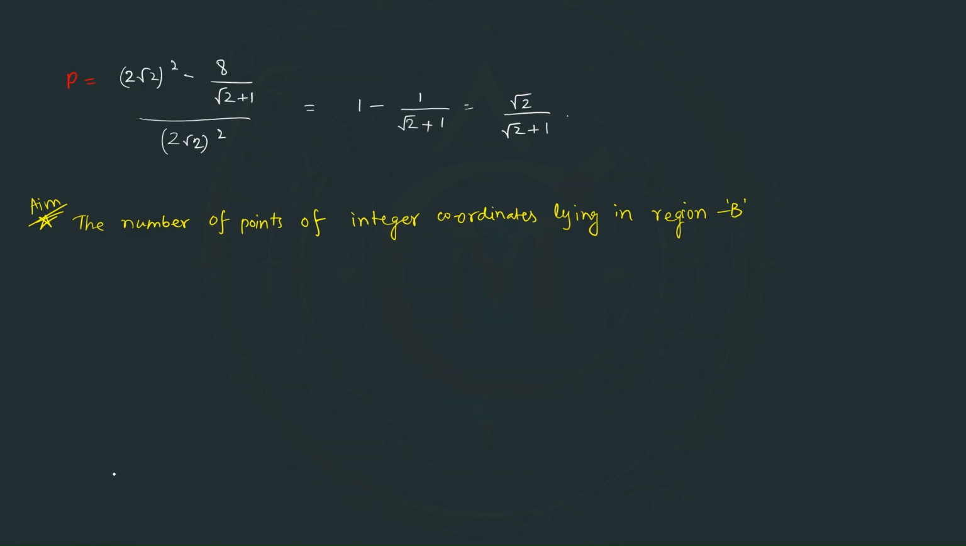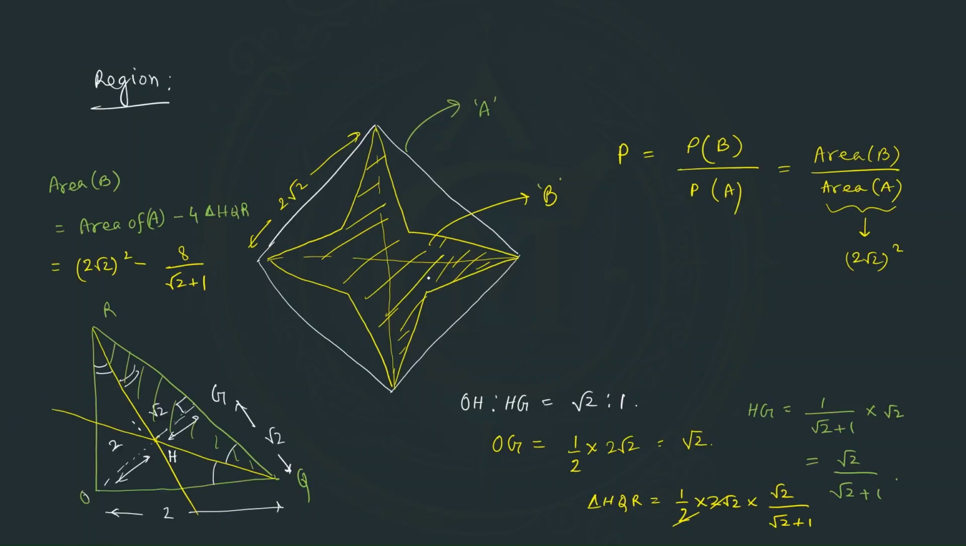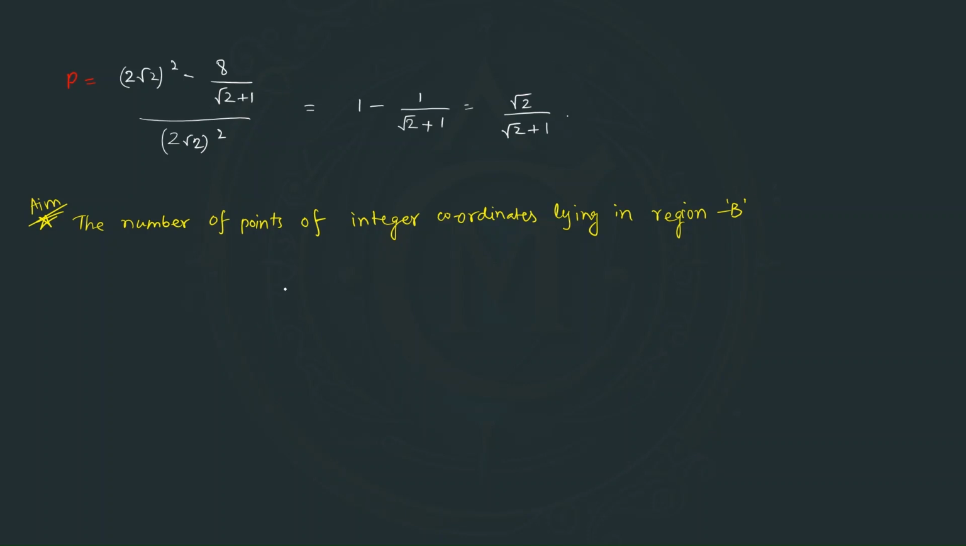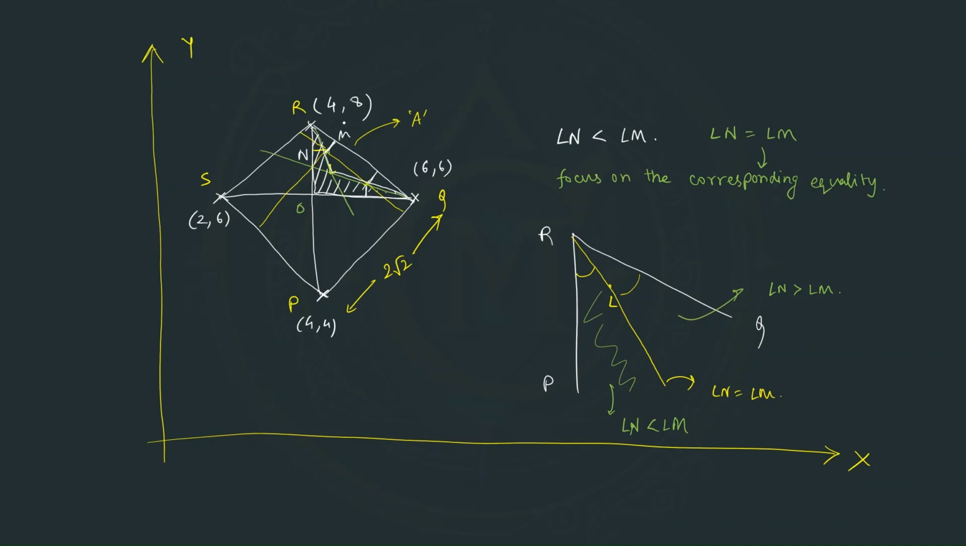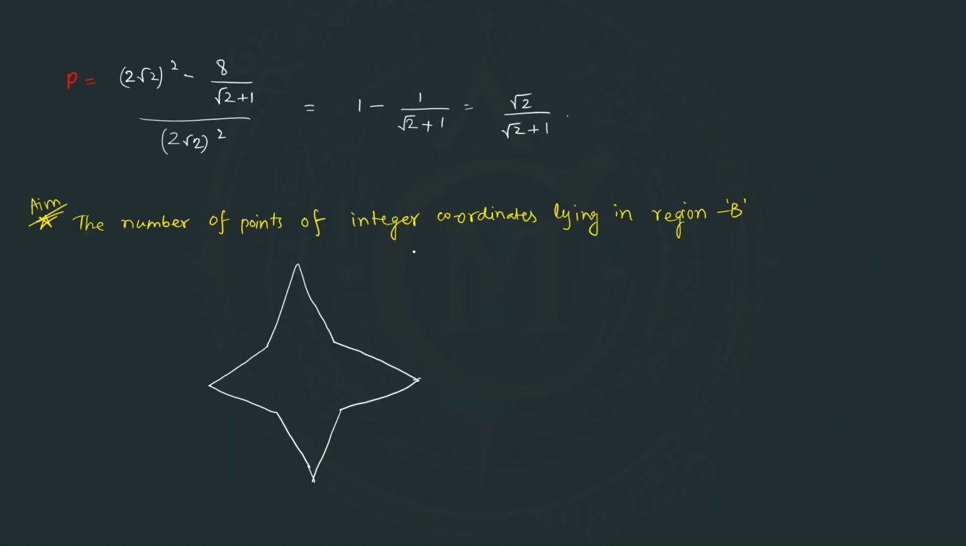So let us sketch this region again here. So I am sketching only the region B. This is shaped like a star. So this is this. And let us mark these vertices also. So these are 4 comma 8, 4 comma 4. This is 2 comma 6. This is 6 comma 6.